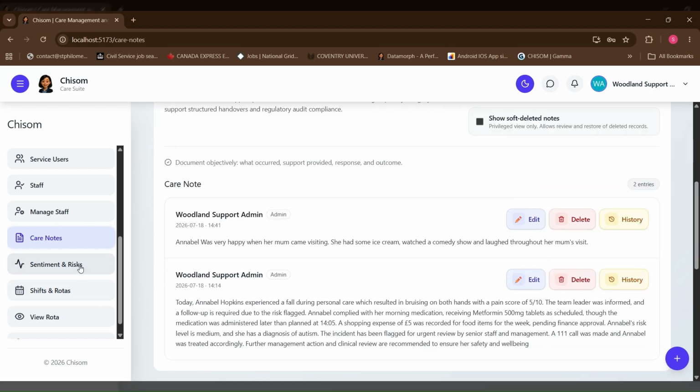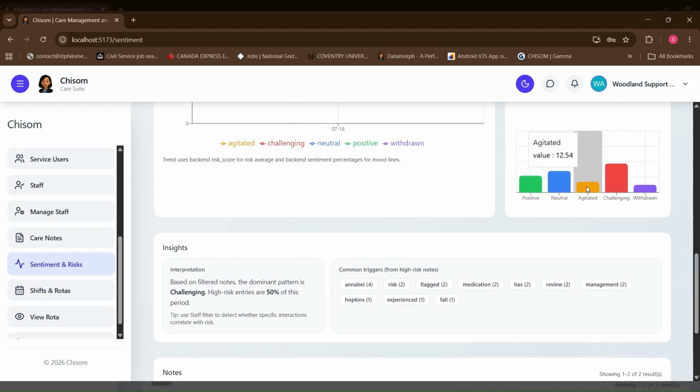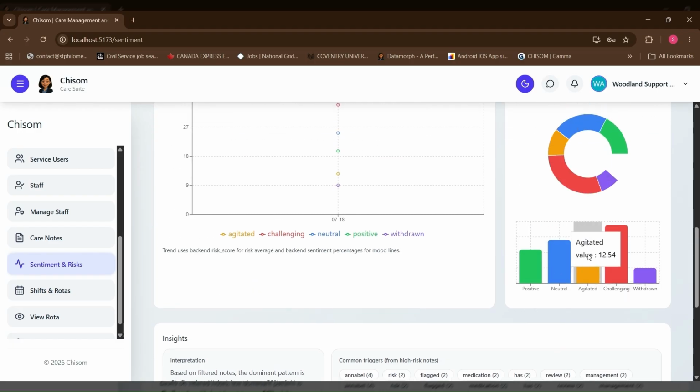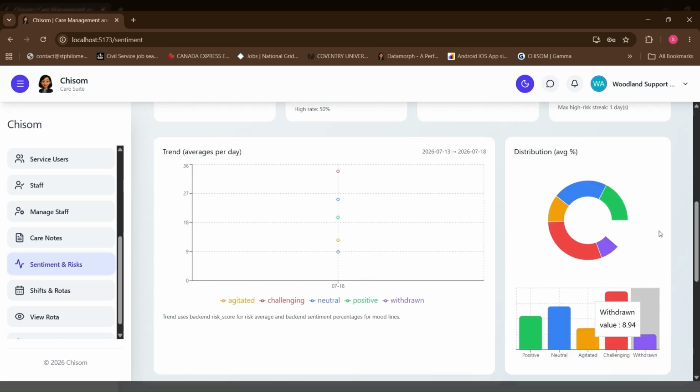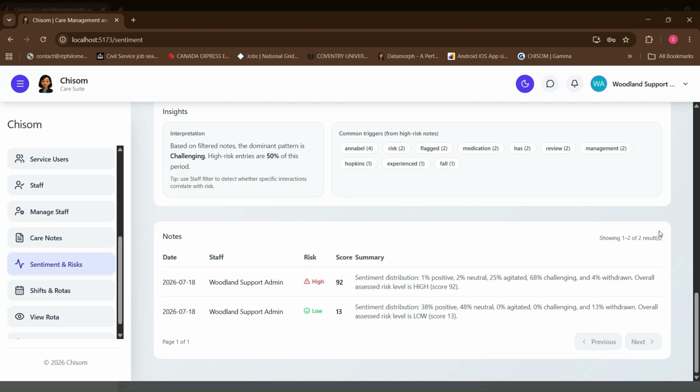So if we go back to sentiment and risk, then click on Annabelle, you see that it has changed, right? The note has changed. Why? Because now there's neutral, positive, agitated, challenging, withdrawn, and so on. Before it was only challenging. Now, if you look at this, the score is 13. This is the new note. The risk is low. The first one that we sent was high, 92. Now the second one is low, 13.